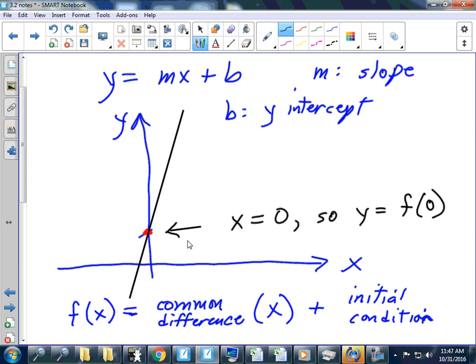And then, Marvin, you were talking about the slope before. Our slope in this case is a change of 1 in the x direction and a change of 3 in the y direction. That's where that common difference came from. Common difference.